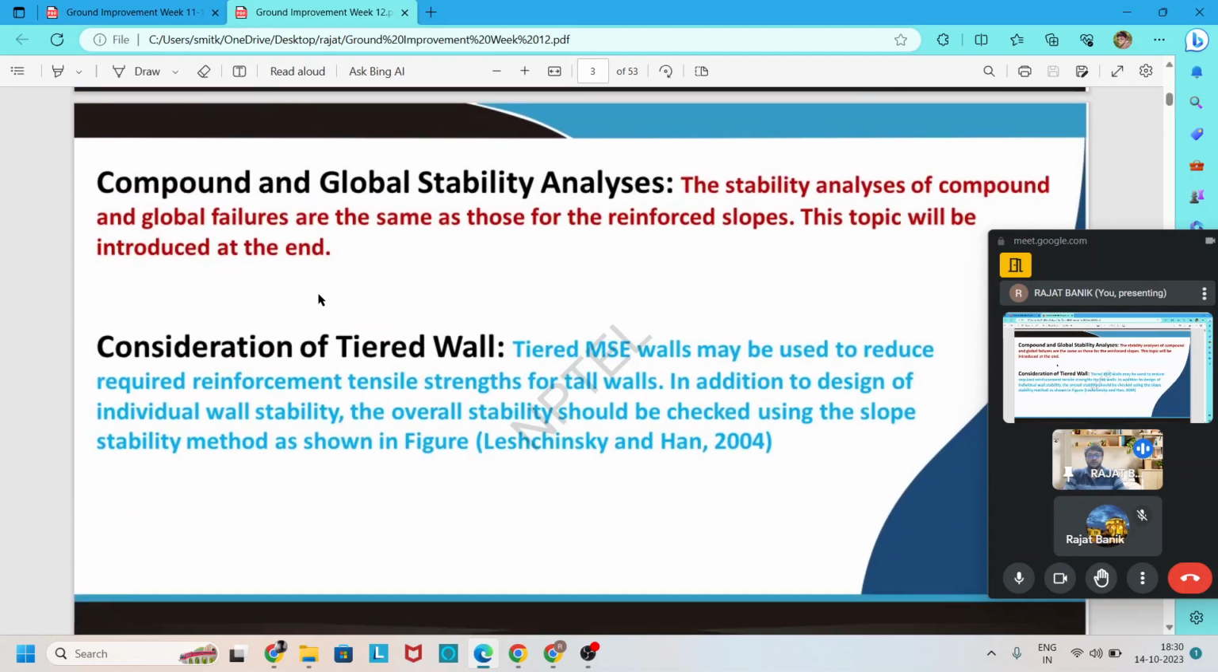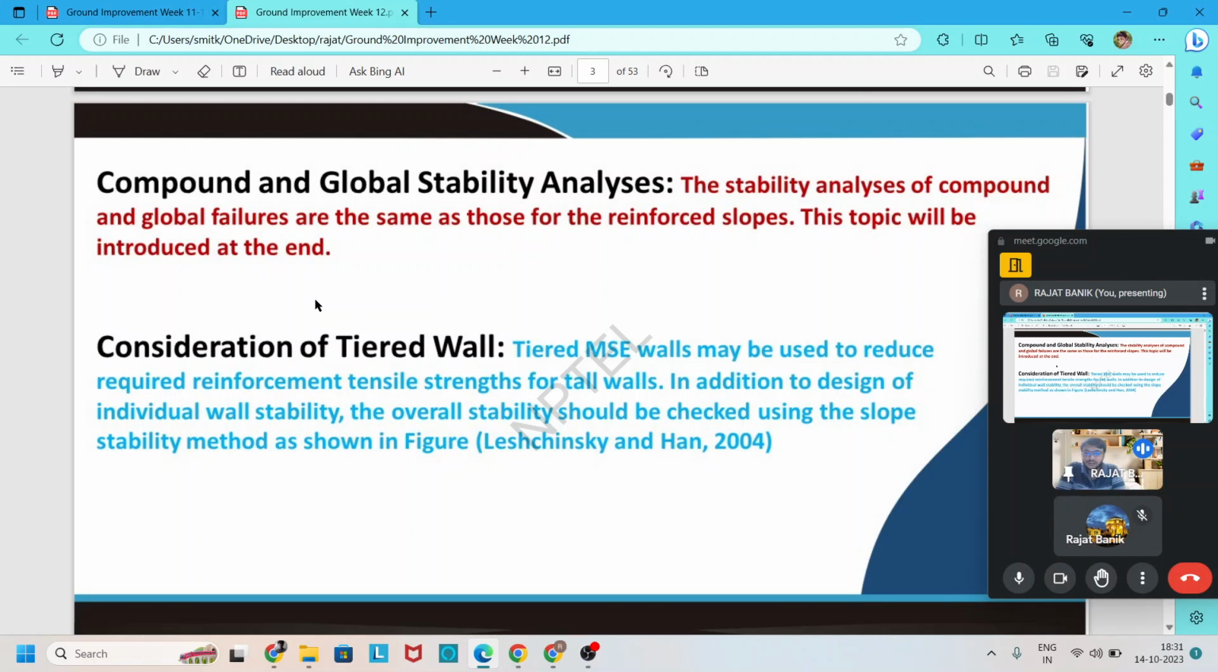Then the compound stability analysis. The stability analysis of compound failure is the same as that for the reinforced slope. That means we need to check stability for sliding, overturning, and bearing capacity failure.